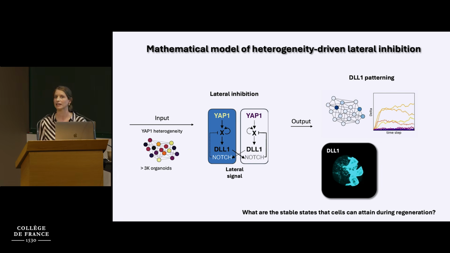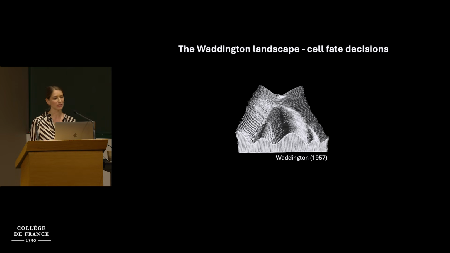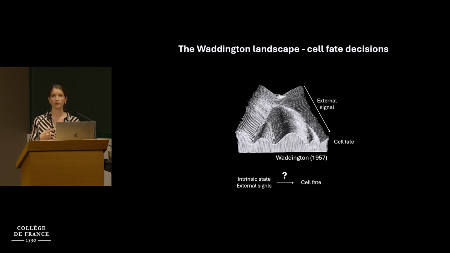So the first question we asked was, what are the stable states that the cells can attain during regeneration? And here we got inspired by the Waddington landscape, which has been mentioned already, where we have a ball rolling down a landscape, or a marble into different basins, and these basins represent the different cell fates. And here external signals shape the landscape. Now for the intestinal regenerative system, the question was, which are the extrinsic signals, but also how does the intrinsic cellular state, in our case the YAP state, inform the cell fate decision-making process.